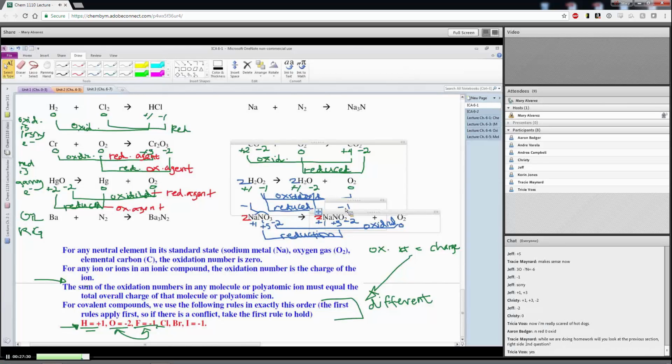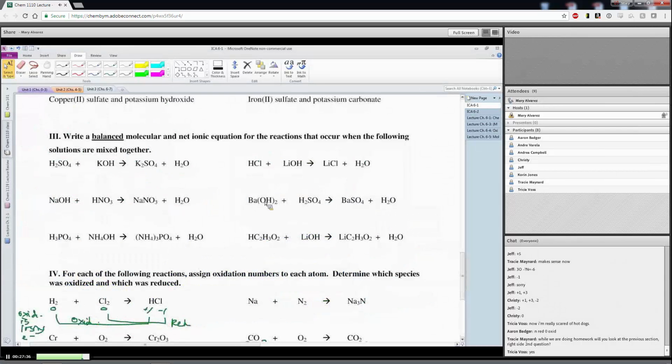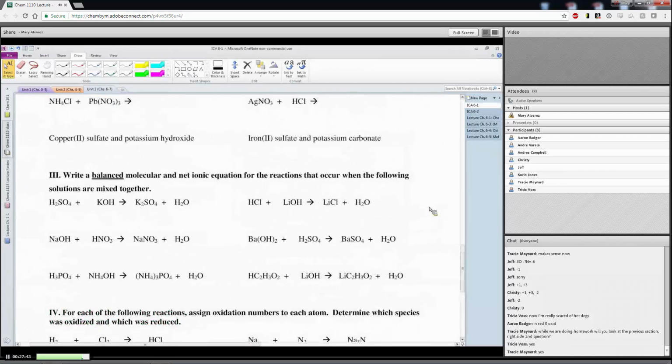While we're doing homework, will we look at the previous section, right-hand second question? This one? Barium hydroxide plus sulfuric acid? Okay. Oh my. This is a good question. I like it. Okay.